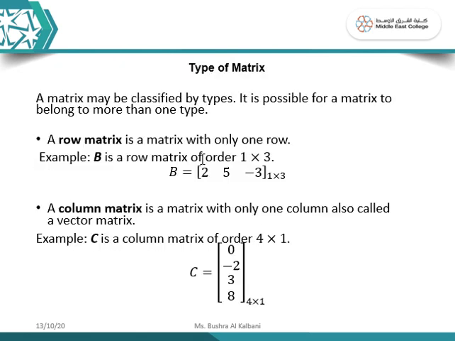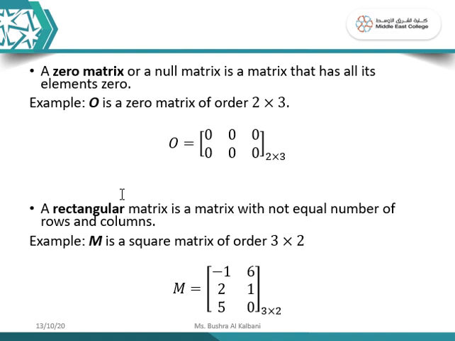Now you have the types of matrices. We have a row matrix: a matrix that has only one row. If it has only one column, we call it a column matrix. That means the number of rows is 1, or the number of columns is 1. And a zero matrix: each element inside the matrix is 0. We call it the zero matrix.